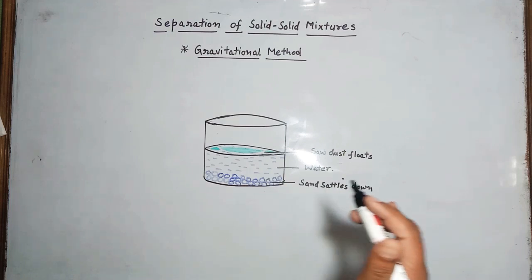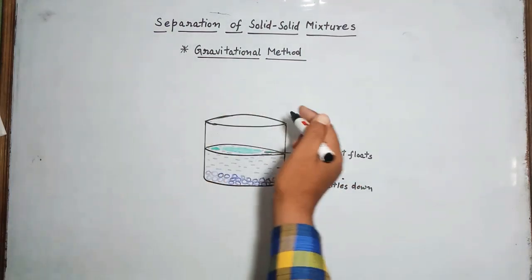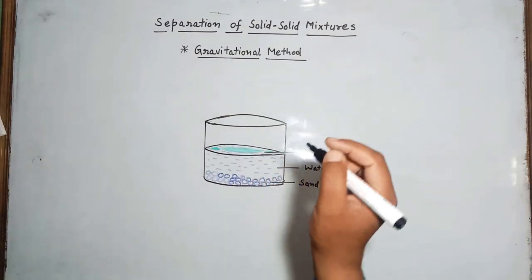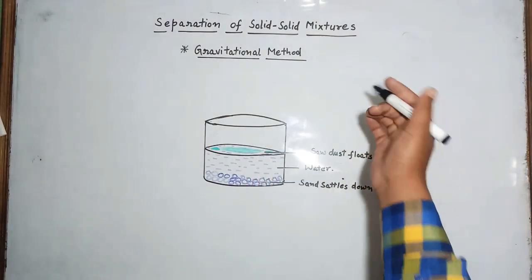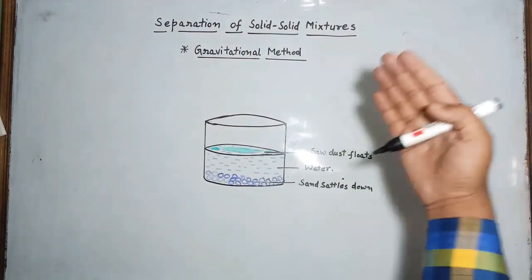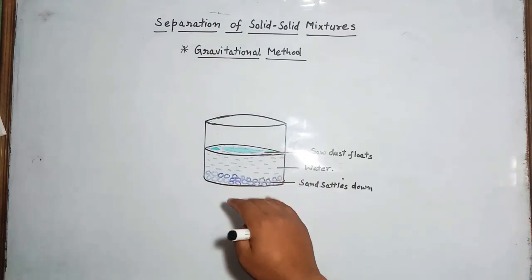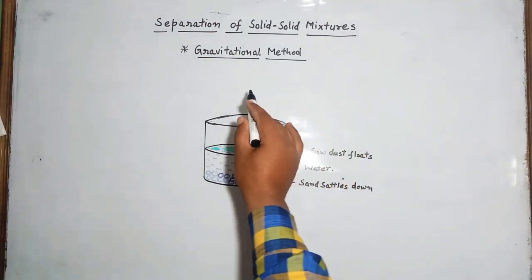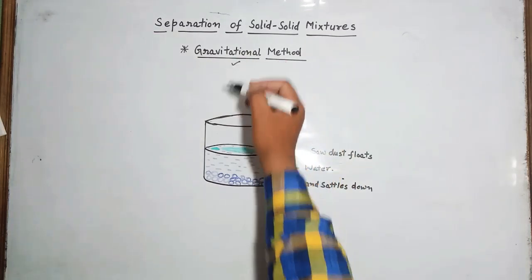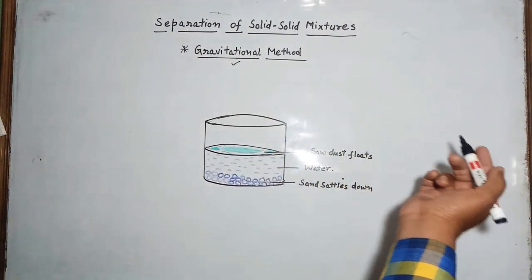Which type of solids can we separate with the help of the gravitational method? If two solids have different densities, meaning their weight is different, where one is heavier and one is lighter than water, that type of solid mixture we can separate with the help of the gravitational method of separation.